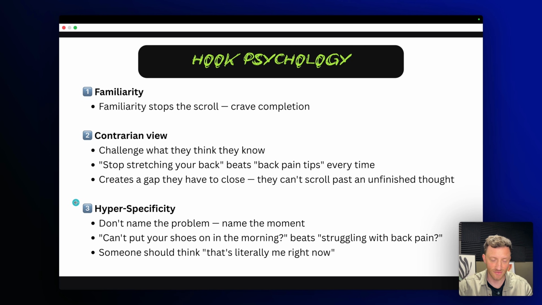The other one is hyper specificity. If I created an ad for my fiance as an example, and I said, "Hey Laura," it would stop her in her tracks. And I see some of these ads as well, where it will say men aged 35, for example. It's specific, and this is what we want to do. So don't name the problem, name the moment. Instead of saying back pain, we'd say, can't put your shoes on in the morning. That works better because it's more specific about the moment in the day someone is dealing with an issue. So we want someone to think, that's me, I get it. And we're going to use these 3 psychological tips when creating your hooks.